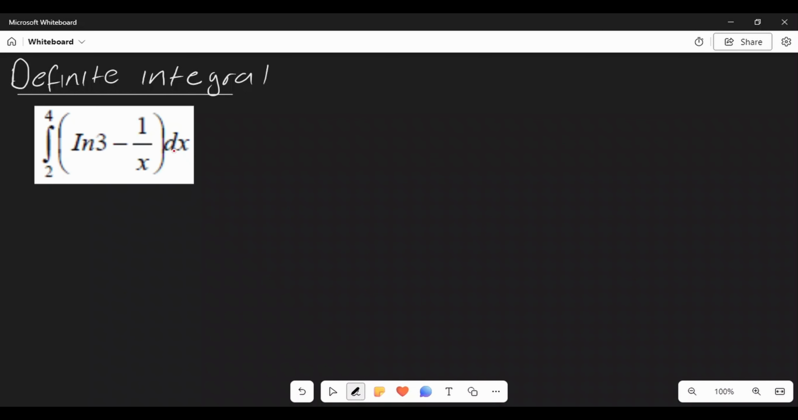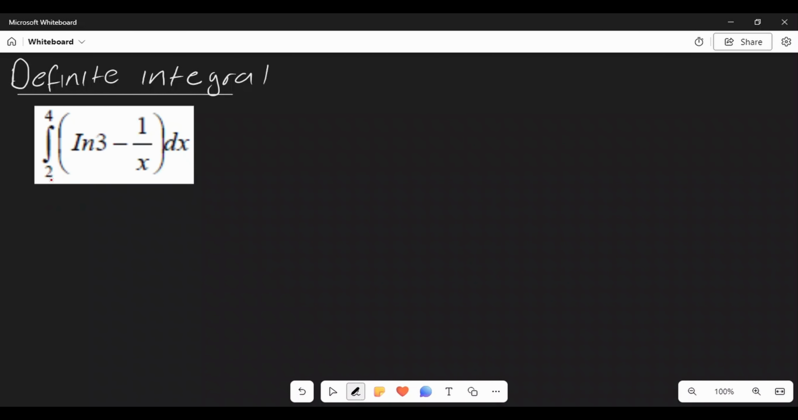Now let's look at this definite integral that you see here. Most of the time the definite integrals that are given to us, you have to simplify. This one, guys, there's no simplification that needs to be done here. It is already simplified. What you need to do is just integrate.